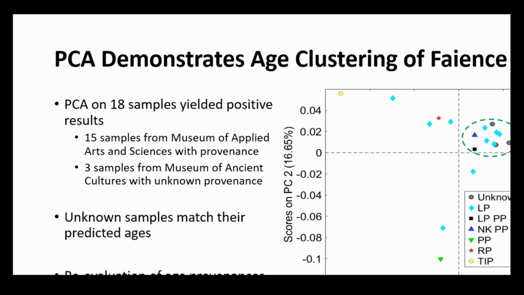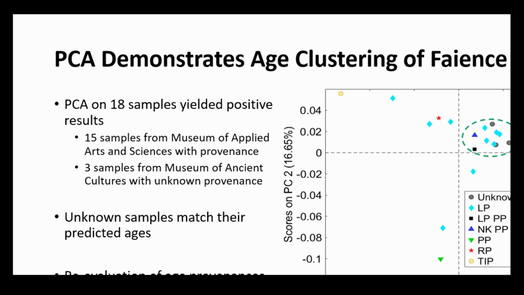So here is my age and my provenancing. It is only 18 samples because I did finish a large database just before I got here and I didn't get a chance to chuck it into my PCA matrix. But 15 of the samples are from the Museum of Applied Arts and Sciences in Sydney.